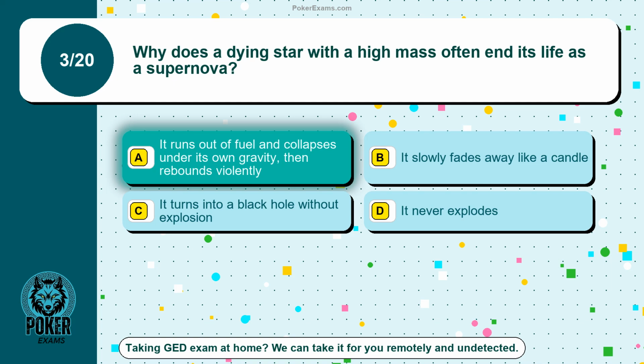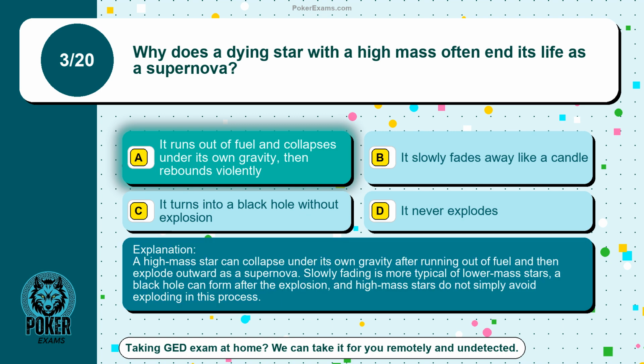The correct answer is option A. It runs out of fuel and collapses under its own gravity, then rebounds violently. A high-mass star can collapse under its own gravity after running out of fuel and then explode outward as a supernova. Slowly fading is more typical of lower-mass stars. A black hole can form after the explosion, and high-mass stars do not simply avoid exploding in this process.